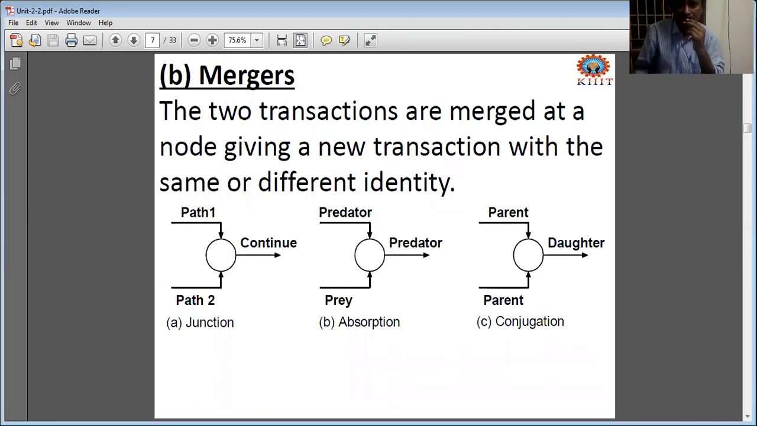The two transactions are merged at a node, giving a new transaction with the same or different identity. Here, two paths are going to be merged and continue. It is called a junction. Here, two flows are going to merge at one point. So predator and prey. The predator comes, prey is not there. Parent, daughter. So two parents, one daughter. Here, prey is going to be absorbed. Only the predator is there. In this, both prey are going to be absorbed and only the predator comes up here. Parent, here it comes about the daughter.